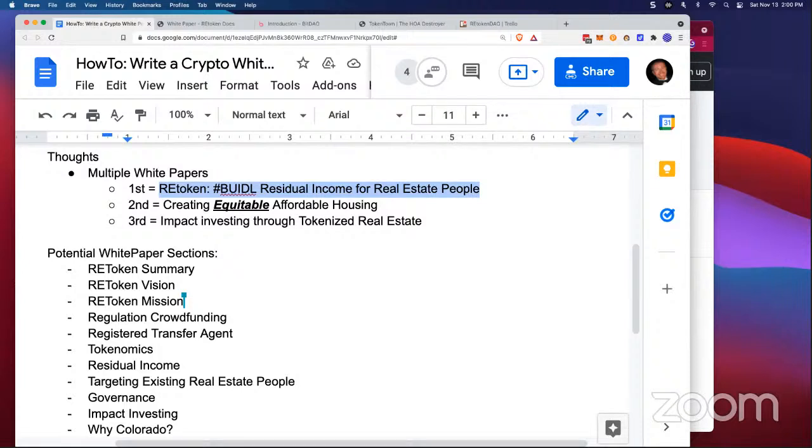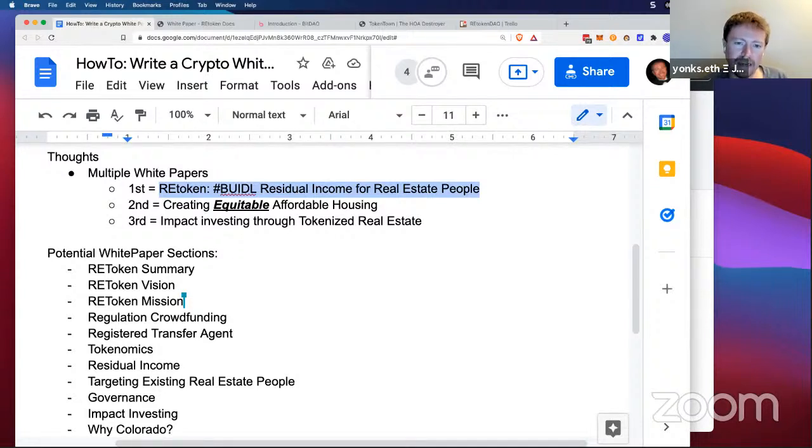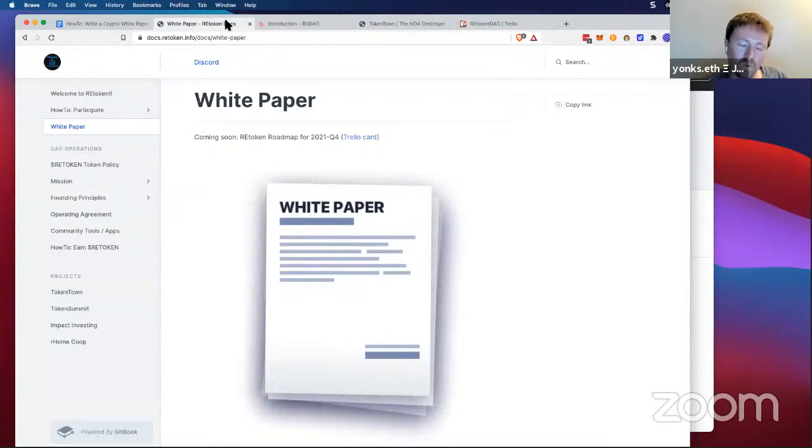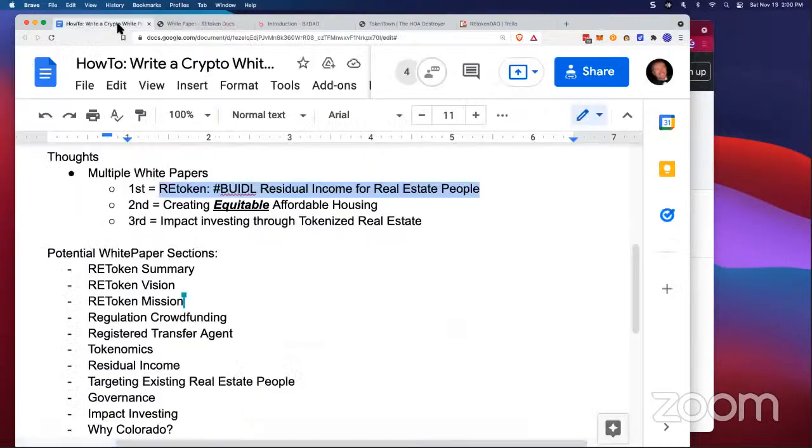REtoken: build residual income for real estate people. And I do like that we can be intentional about clarifying that you don't have to be a real estate person. Because at the end of the day, REtoken, the real estate DAO, and from an SEO standpoint, having that in a title might be a value. I don't know how much SEO we get with Getbook, but that'll be another conversation for another day.